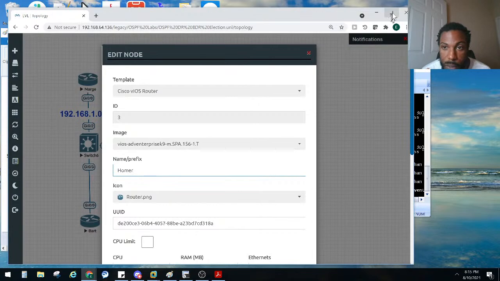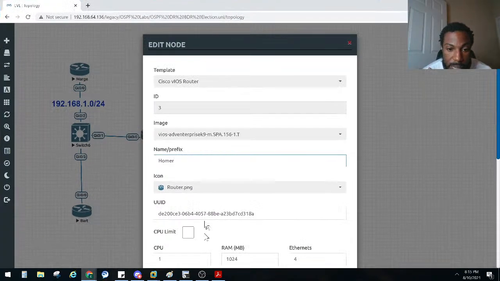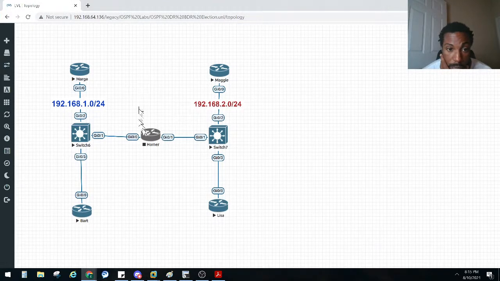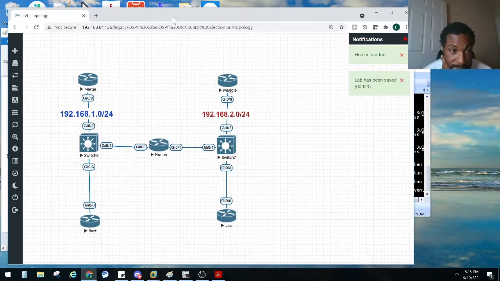And we'll go ahead and get started. Let me go ahead and start that bad boy. Save. Now I can power him on. Start. And we'll just start with some basic IP addressing, right?